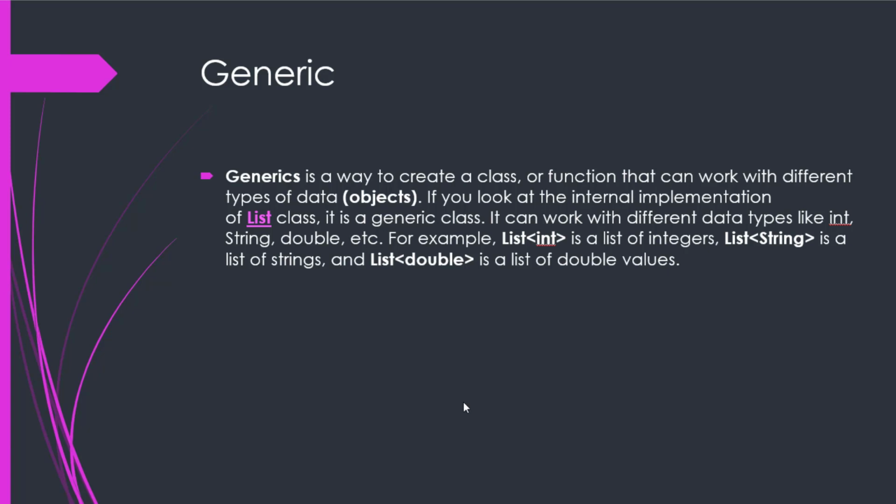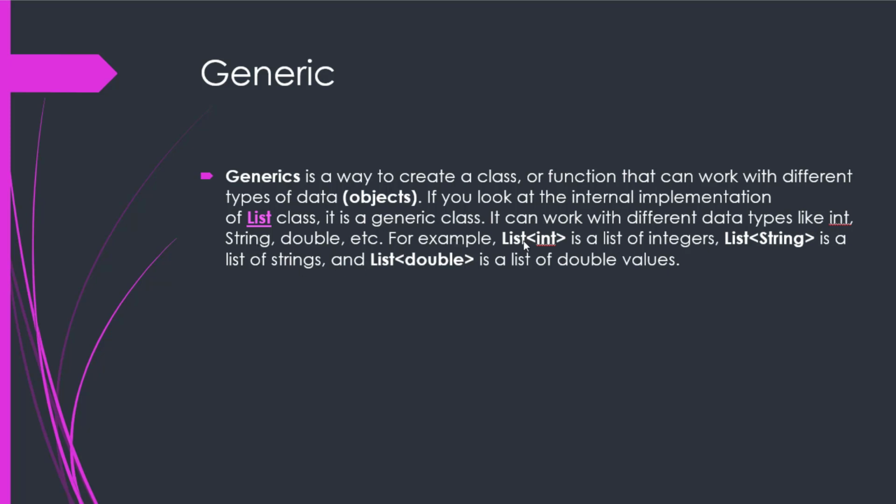Our previous tutorial was about factory constructor. Now in today's tutorial we are going to discuss what is generic in Dart. Generic is a way to create a class or function that can work with different types of data. If you look at the internal implementation of list class, it is a generic class. It can work with different data types like integer, string, double, etc.